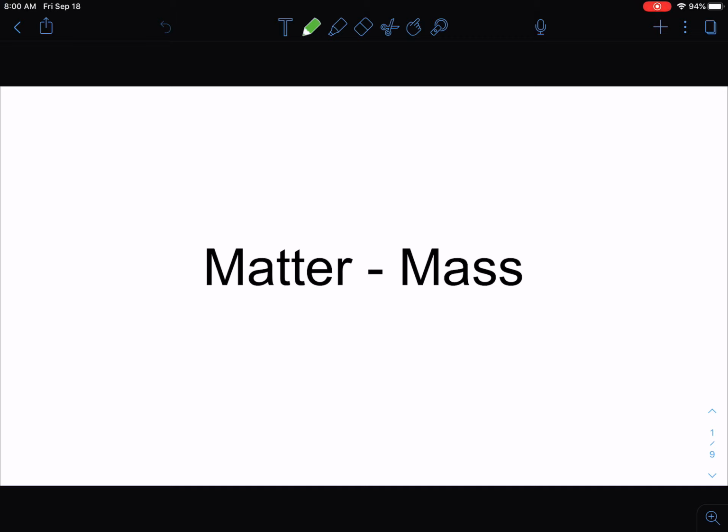For this Friday's lesson, what we're going to be working on is mass. And mass is one part of something we call matter. This is where we're going to be starting into the actual physical science concepts of this class. Physical science is the study of matter. So we're beginning to look into those physical science concepts now.